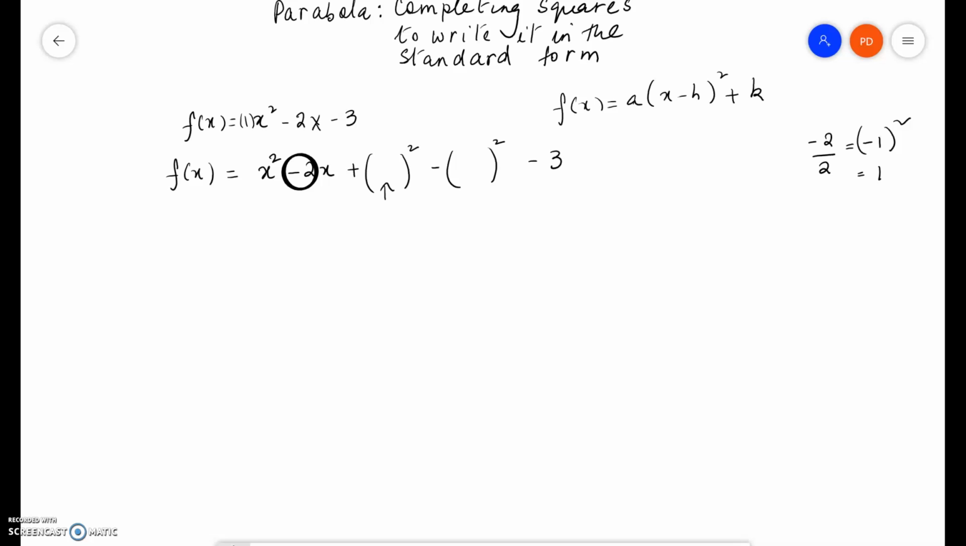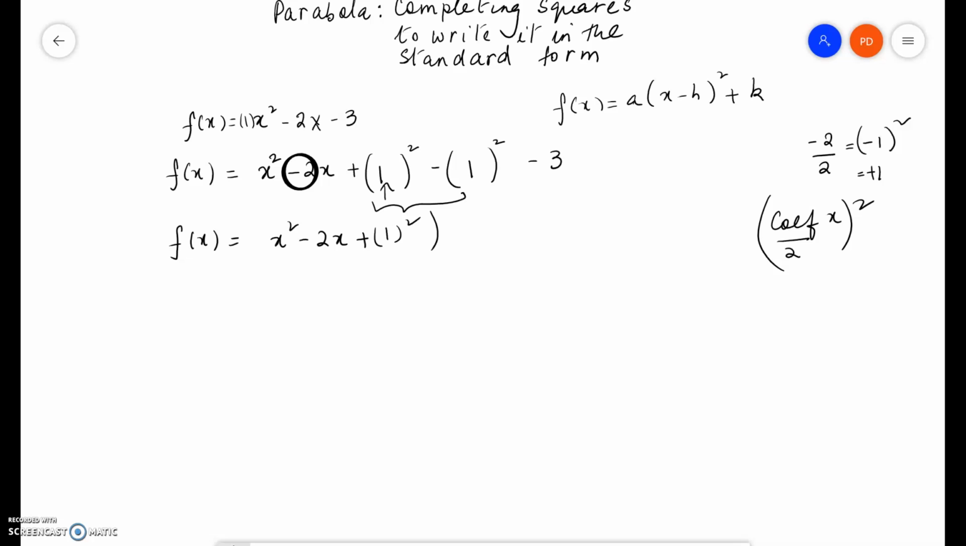So take the coefficient of x divided by 2 the whole squared. It's always a positive number. So we have, in this case, 1 squared. We subtract the same amount. So we are not changing anything in the expression. We are not changing the value of the expression. So we get f of x equals x squared minus 2x plus 1 squared minus 1 minus 3. So that's 1 squared and minus 3.